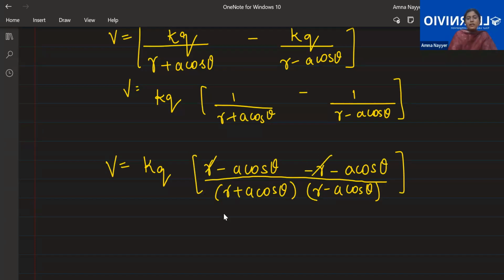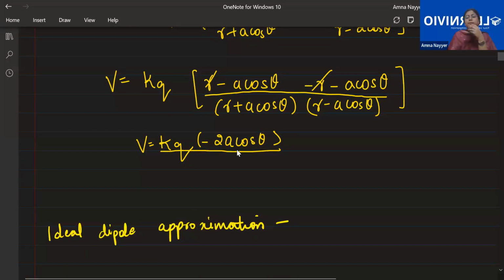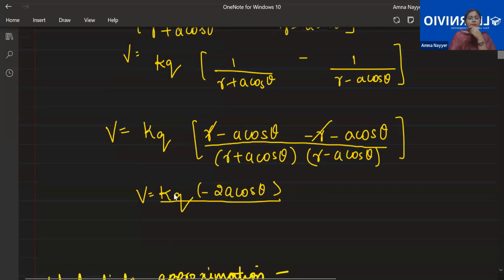So R got cancelled. So V is equal to KQ into minus 2A cos theta, divided by... See, this is like (A plus B) into (A minus B). What's the identity? (A plus B) into (A minus B) is A square minus B square. So this will be A square minus B square, that is R square minus A square cos square theta.